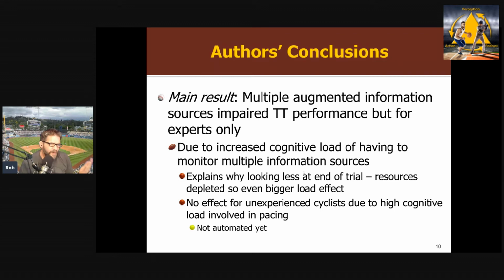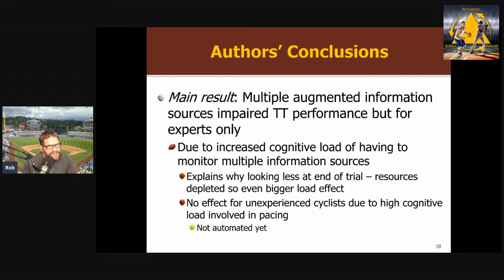This for them is why you get worse at the end of the trial, right? You're running out of resources, right? You stop using the information less at the end of the trial because you're running out of resources. Your overall load is getting higher and higher. Your capacity is getting lower and lower. So you can't take any information in at all. You stop looking.